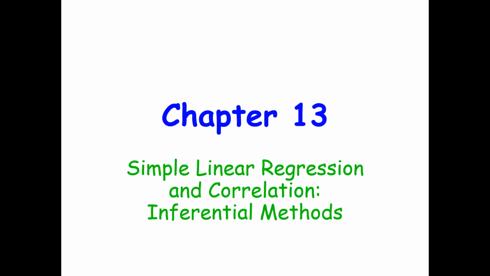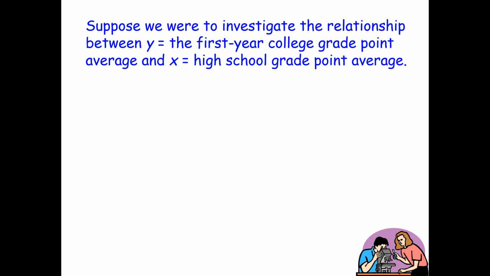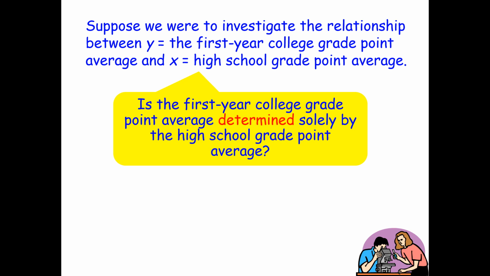In this video, we're going to be talking about simple linear regression and correlation inferential methods. So suppose we were to investigate the relationship between y equals the first year college grade point average and x equals the high school grade point average. Is the first year college grade point average determined solely by the high school grade point average?